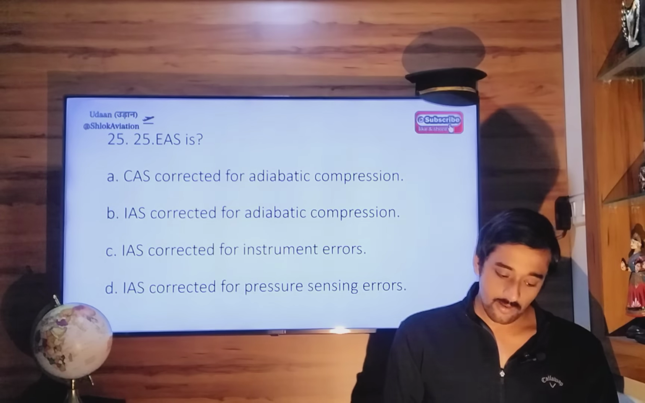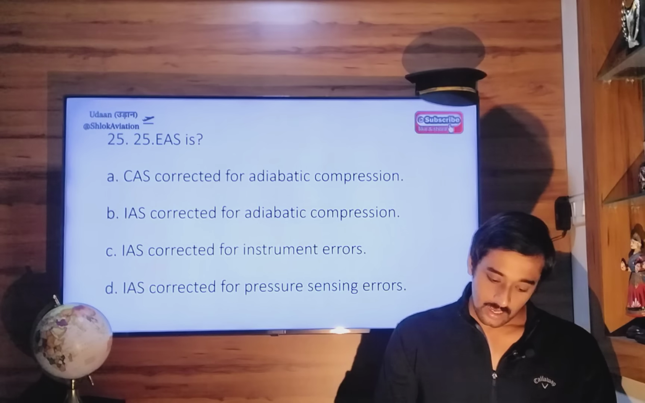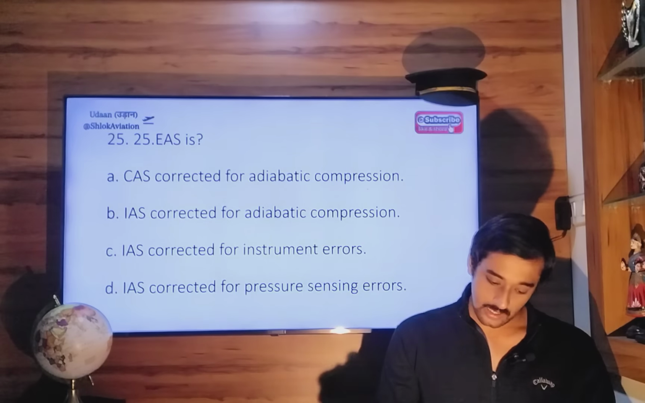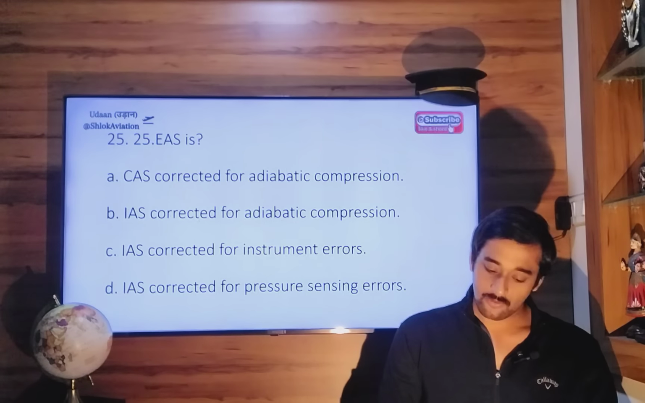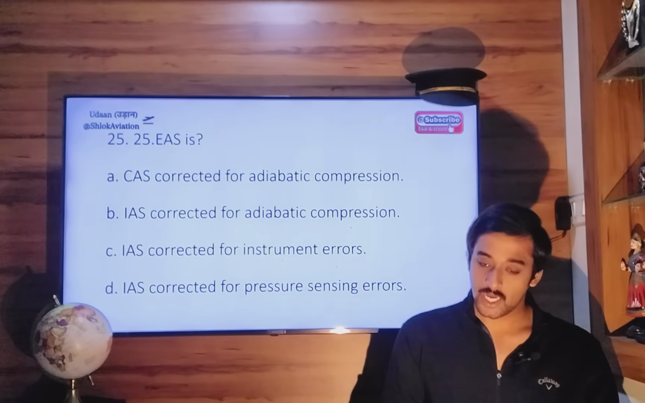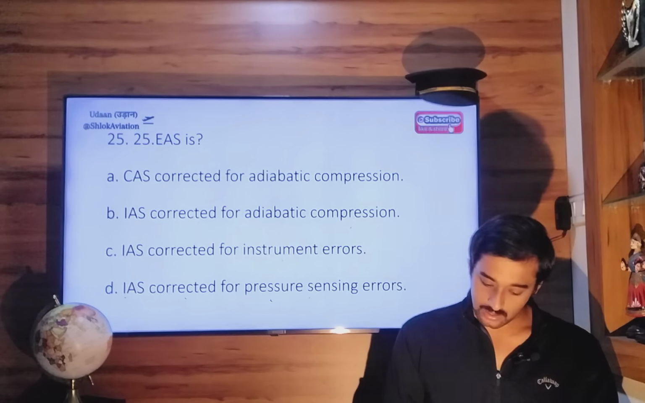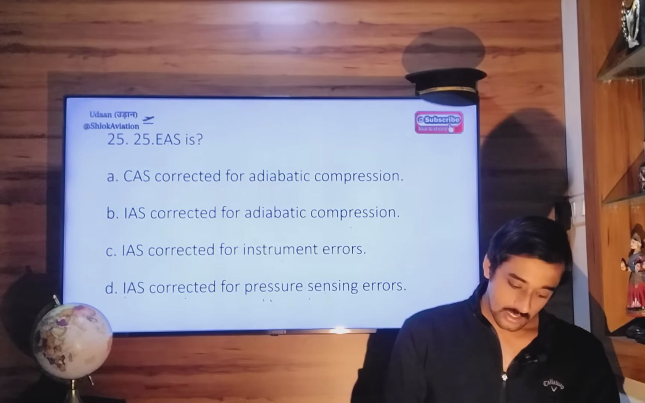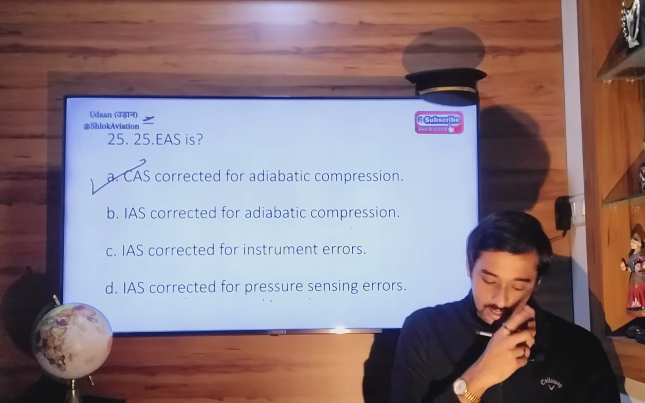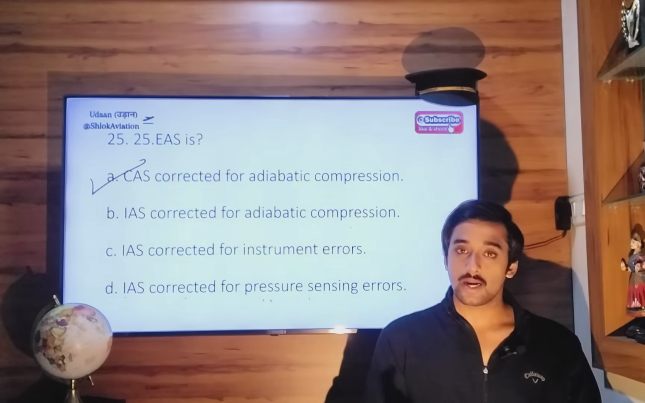Next. Equivalent airspeed is: calibrated airspeed corrected for adiabatic compression; indicated airspeed corrected for adiabatic compression; indicated airspeed corrected for instrument error; or indicated airspeed corrected for pressure sensing error. So the correct answer is option A. Equivalent airspeed is calibrated airspeed corrected for adiabatic compression.